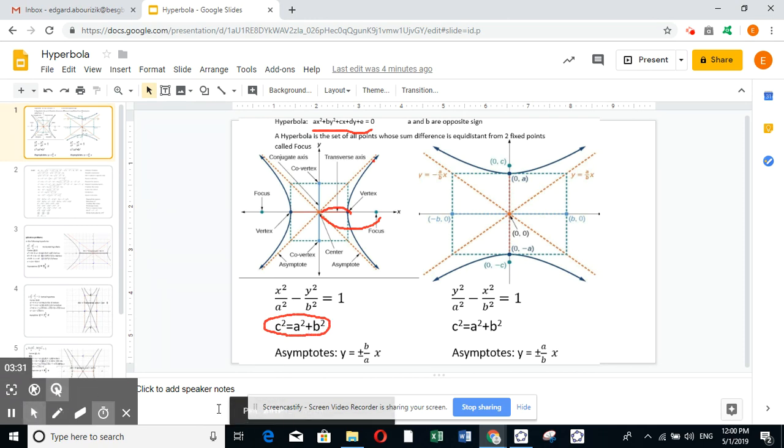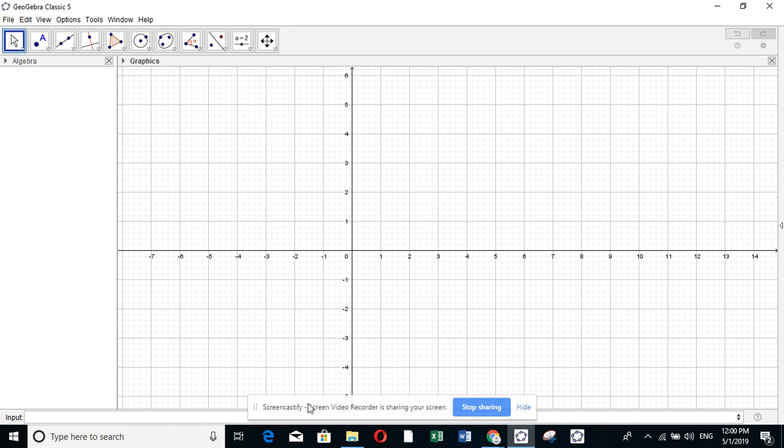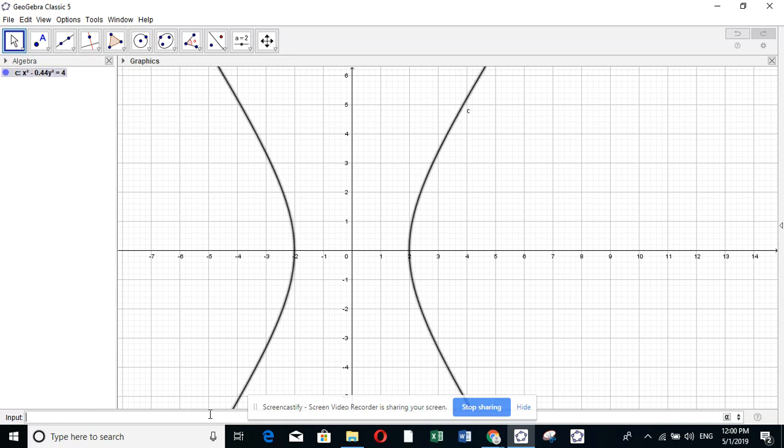So let us go to GeoGebra. First of all, to check these, let me graph a horizontal one: x squared over 4 minus, for example, y squared over 9 equal to 1. So this is a hyperbola. Let me put the two foci. Then you have the center; I'm taking the first example to be the origin.